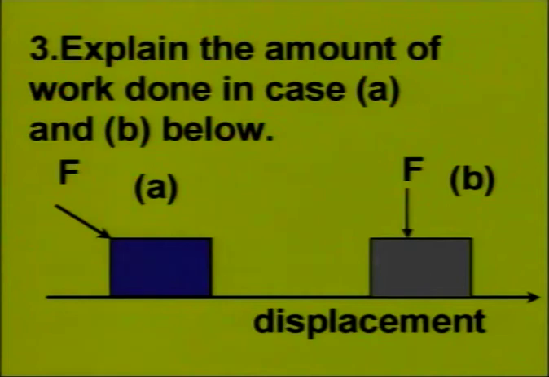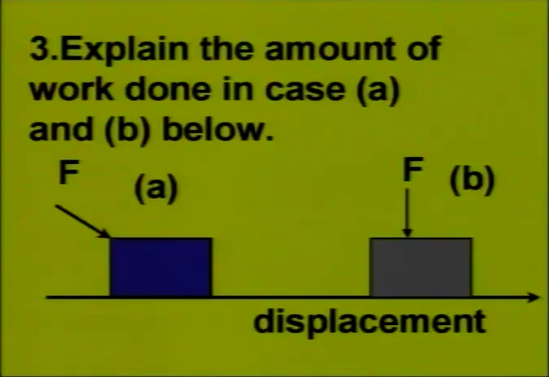And B, Malcolm. Zero. Okay, zero work is done in that case because the force is applied perpendicular, or let's say at 90 degrees to the displacement.